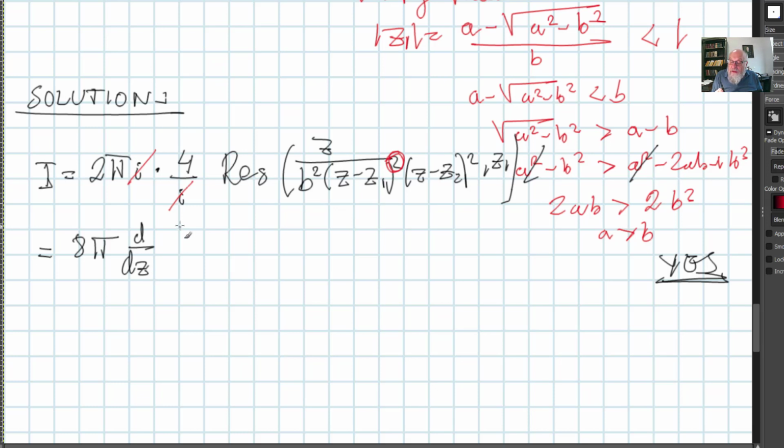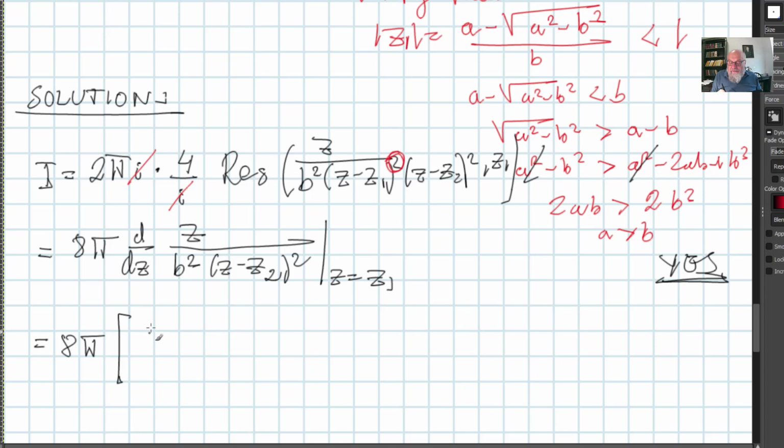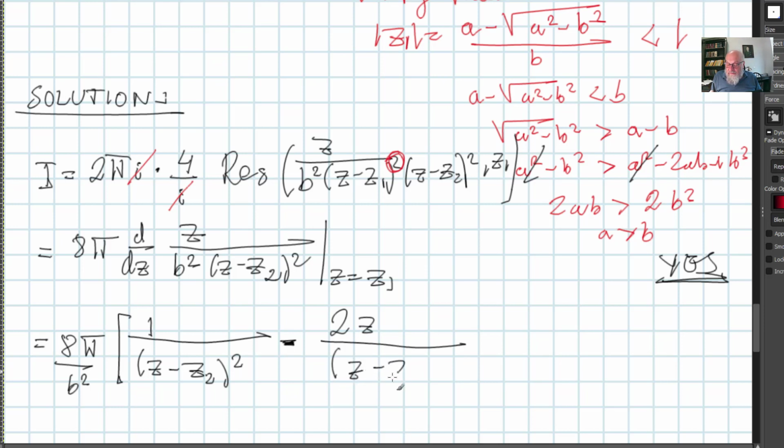Here we have b squared, and that one is z minus z2 squared at the point z equals z1. Continue, this is equal to a pi. Take the derivative, so here the derivative of the first one is 1. Maybe take this b squared here, and then I have z minus z2 squared, and then minus, because that's a negative power, 2z divided by z minus z2, and that one will be cubed. And here put z equal to z1.